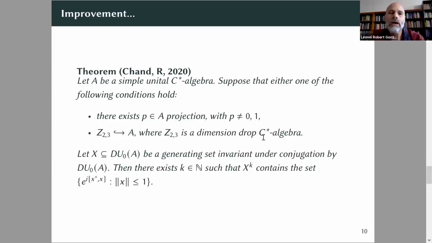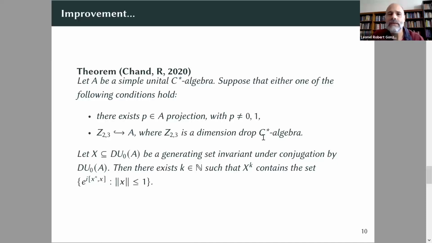Okay, so with Abhinav Chand, we've been revising this a little bit. I mentioned here a couple of these technical assumptions that we need to make this passage from the additive to the multiplicative setting. So A is a simple unital C*-algebra, and suppose that either A contains a projection that is neither 0 or 1, or I can embed a dimension drop C*-algebra into A.